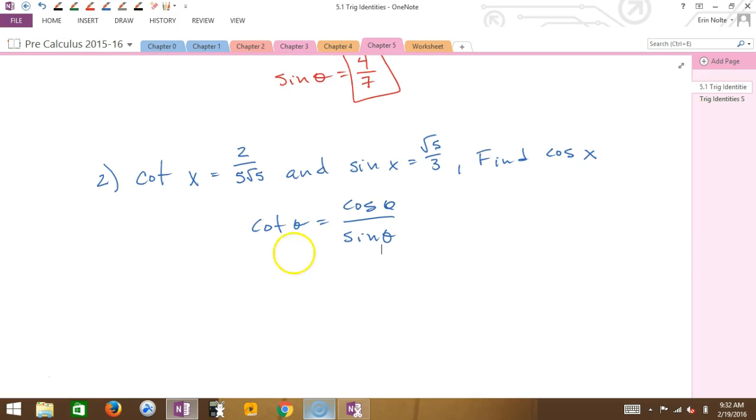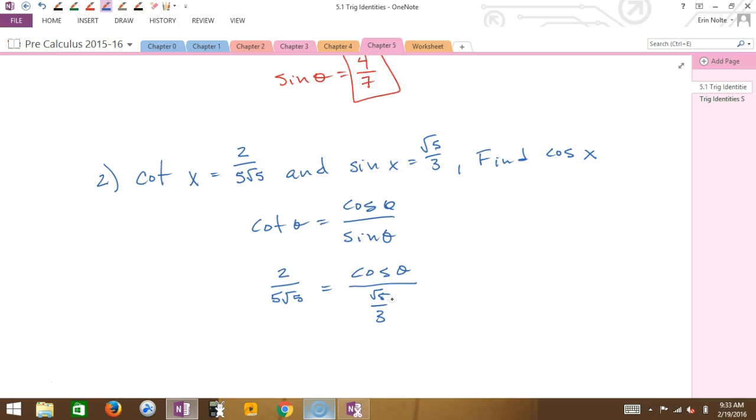Cotangent is given to us as 2 over 5 square roots of 5. We don't know what cosine is quite yet, so we're just going to leave it as cosine. And then the sine is given to us as square root of 5 over 3. So all I'm going to do is just solve for the cosine piece.